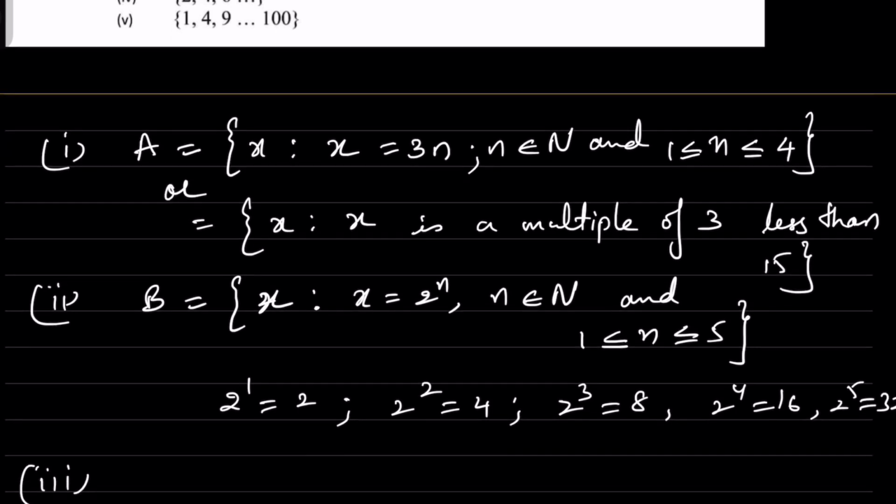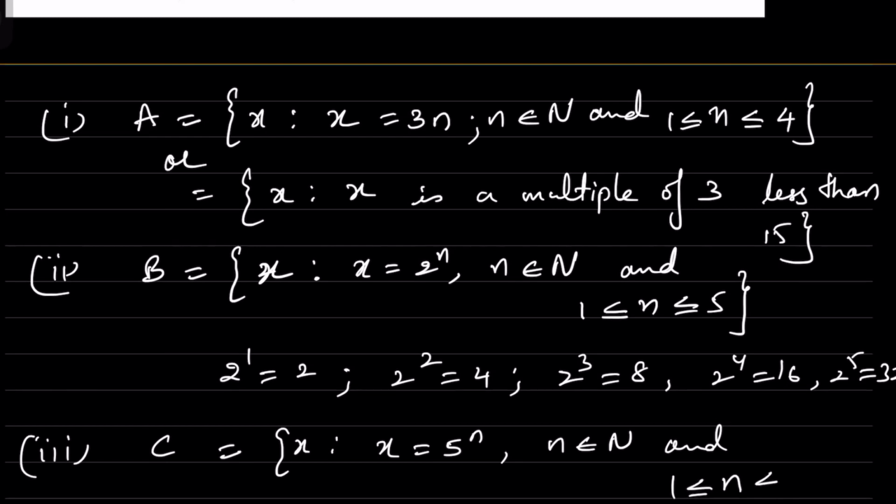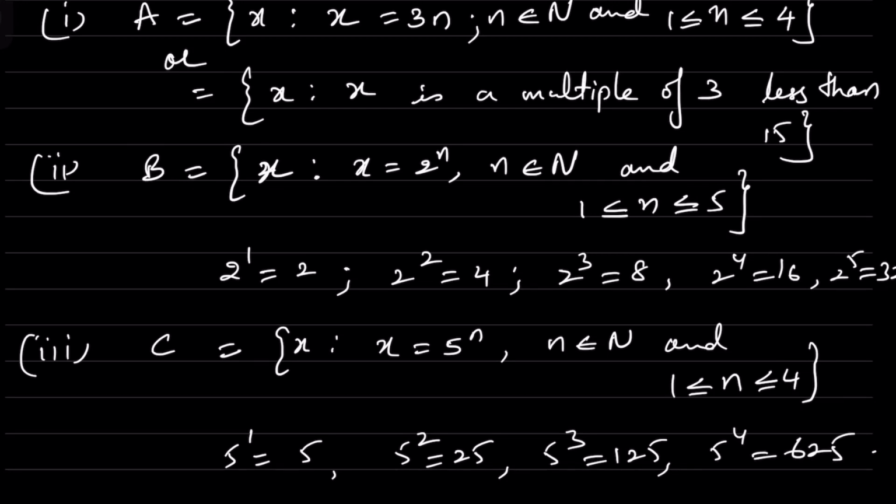So therefore here you can write this as a set, you can name it as C is equal to the set of all x such that x is equal to 5 to the power of n, where n belongs to capital N and n lies between 1 and 4. It is 1 is less than or equal to n, less than or equal to 4, because you know that 5 to the power of 1 is equal to 5, 5 to the power of 2 is equal to 25, 5 to the power of 3 is equal to 125, 5 to the power of 4 is equal to 625.